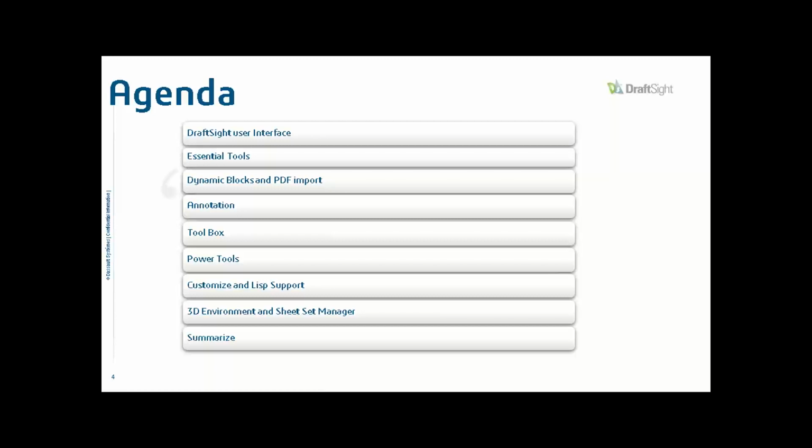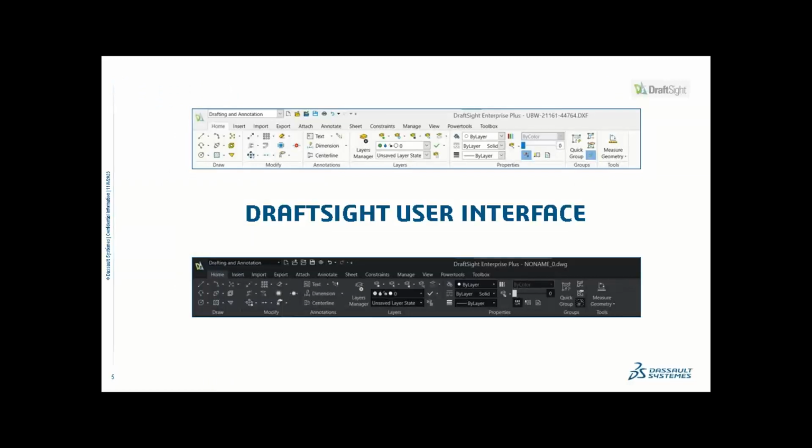In addition to the tools for drawing creation and modification, DraftSight offers power tools that assist in various drawing-related operations, such as comparing drawings, generating decode from DXF files, converting raster images to vector entities, and transforming topographic images into 3D solid reliefs. We will then customize the application and bring in some Lisp files. Finally, we will have a glimpse of the 3D environment and sheet set manager, then summarize the presentation and allow time for questions and answers. So let's move on to the application now.